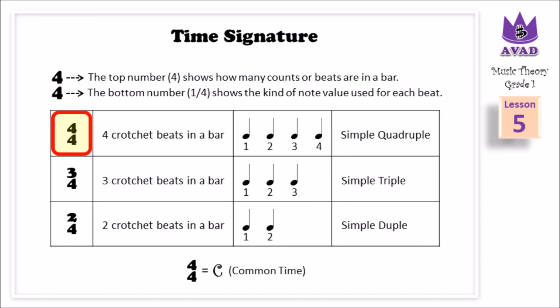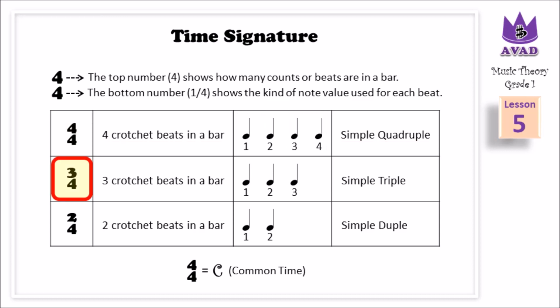Therefore, time signature 4-4 means there are 4 crotchet beats in a bar. 1 crotchet, 2 crotchet, 3 crotchet, 4 crotchet. 4 crotchet beats in a bar. It's also known as simple quadruple.